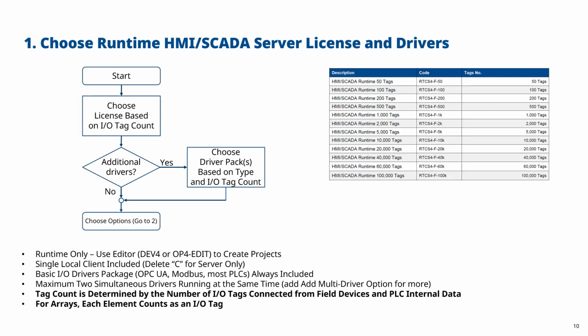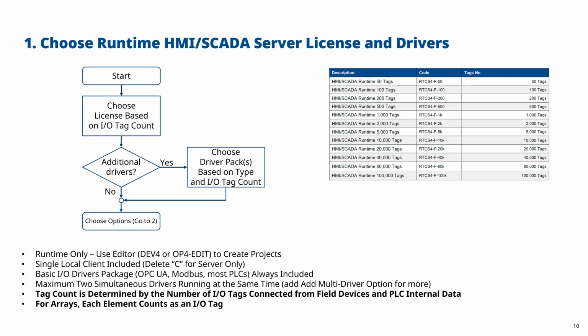And here's our flowchart. Step 1, choose the Runtime HMI SCADA server license and the relevant drivers you need. So first of all, you would start and then you would choose the license based on the IO tag count. So for example, if you know you need, say, 500 tags, you can choose part number RTCS4-F-500, and that covers you for the runtime client and server. That's what the CS means.